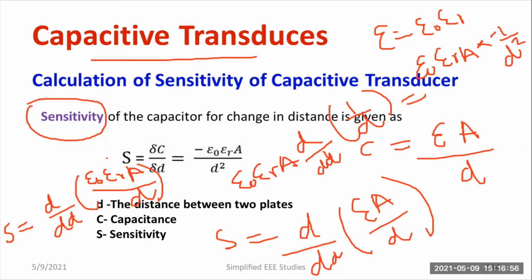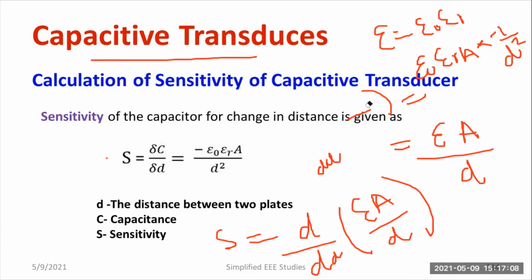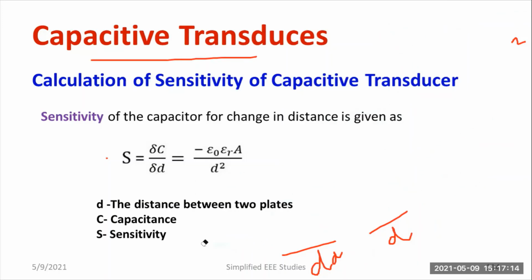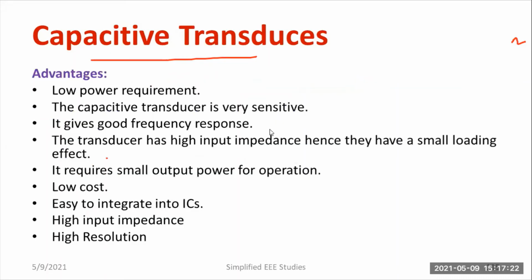Or else I can modify that, minus epsilon 0. Likewise, I can write minus epsilon 0, epsilon R, A divided by D square. Okay, I hope you understood how to compute the sensitivity of a capacitive transducer. If you are having any doubts, you can put up in the comment box. I can clarify once again. So differentiate the capacitance with respect to the distance. Then you will be getting the expression like this. So this is the way how to compute the sensitivity of a capacitive transducer.